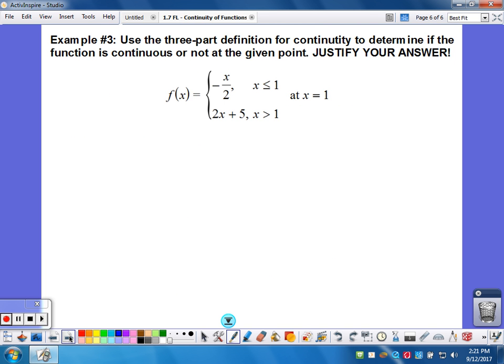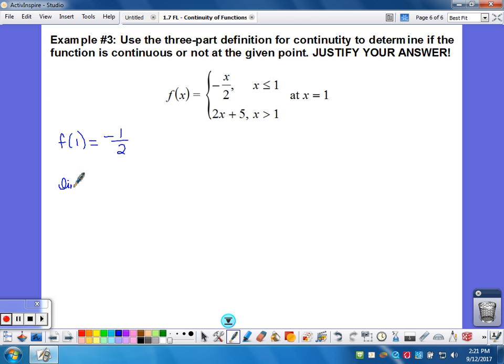What if you have a piecewise function? Everyone's favorite. Well, then I need to test my left and my right-hand limit. Here I want to find the value of my function at x equals 1. Well, that just happens to be where my function changes and how it's defined. So, to find the value of f of 1, I need to use this top part of my function. So I have that f of 1 equals negative 1/2.